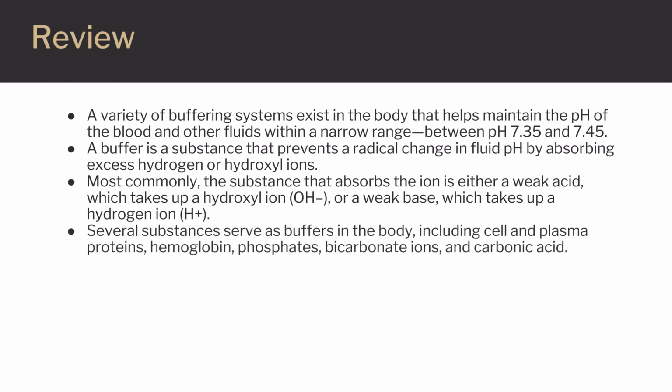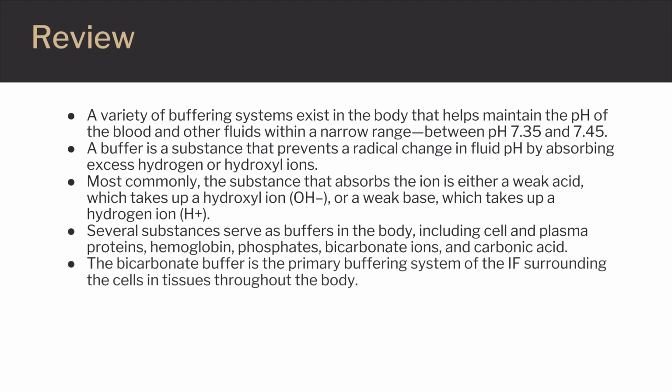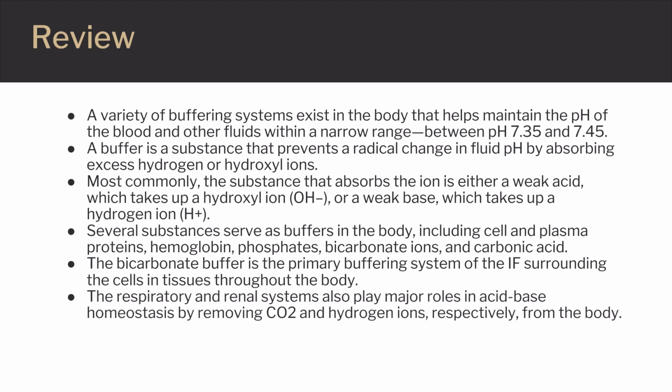Several substances serve as buffers in the body, including cell and plasma proteins, hemoglobin, phosphates, bicarbonate ions, and carbonic acid. The bicarbonate buffer is the primary buffering system of the interstitial fluid surrounding the cells and tissues throughout the body. The respiratory and renal systems also play major roles in acid-base homeostasis by removing CO2 and hydrogen ions, respectively, from the body.